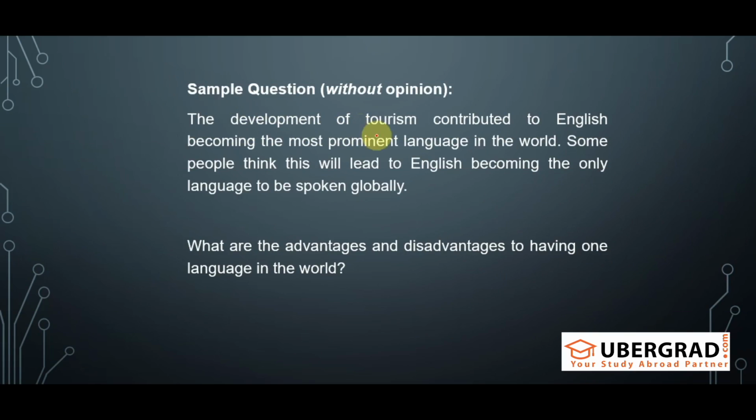The development of tourism contributed to English becoming the most prominent language in the world. Some people think that this will lead to English becoming the only language to be spoken globally. What are the advantages and disadvantages to having one language in the world? This is an advantage disadvantage essay.